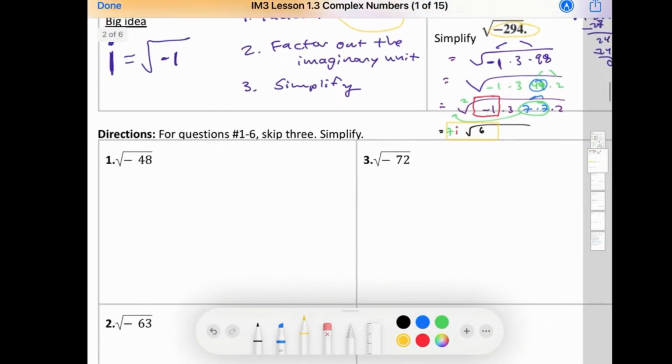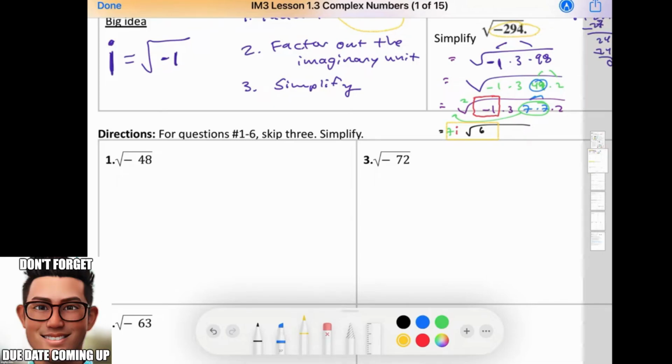Okay, so directions below. Go ahead for questions 1 to 6. Go ahead and do 3 problems and skip 3. And then go ahead and press play if you want to see me do each of those problems, or just check your answer.